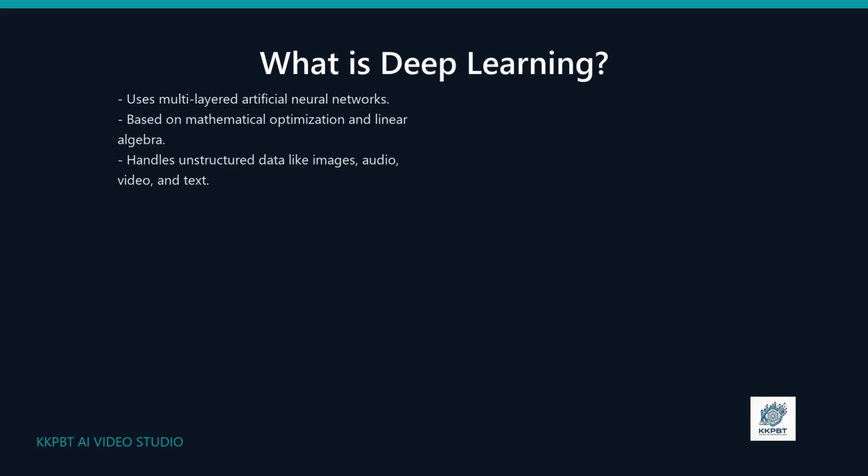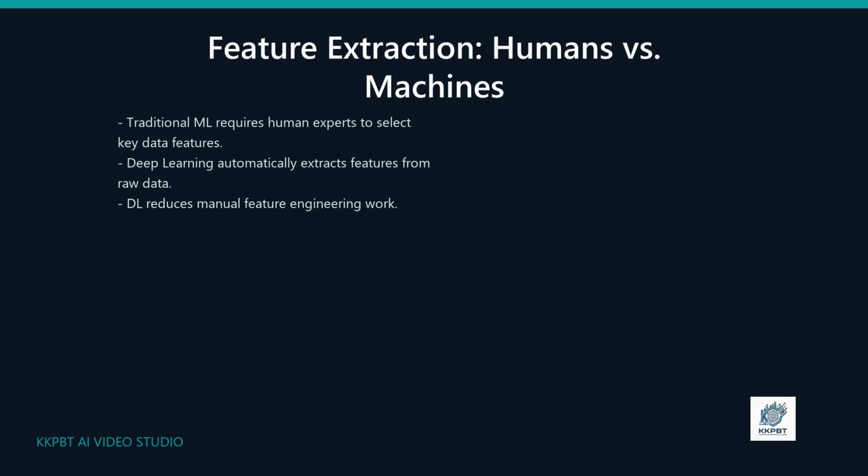So, where does deep learning come in? Deep learning uses complex structures called artificial neural networks. While these networks were historically inspired by how biological brains work, modern deep learning actually relies on heavy mathematical optimization and linear algebra. Deep learning truly shines when dealing with massive amounts of unstructured data, like raw images, live video, continuous audio, and text.